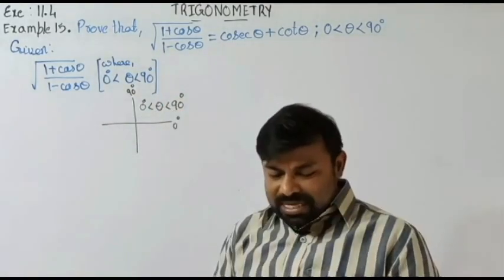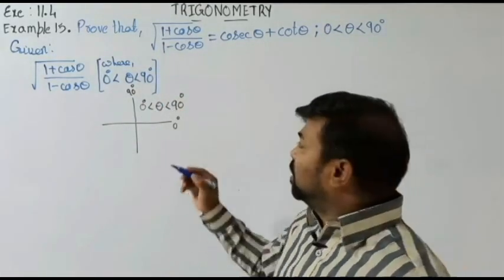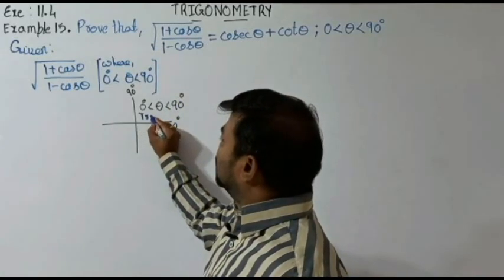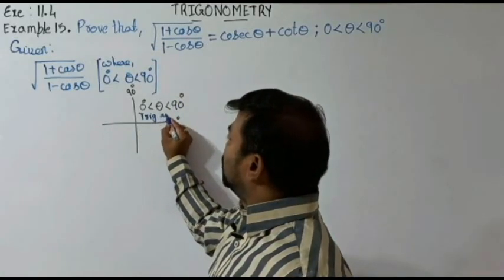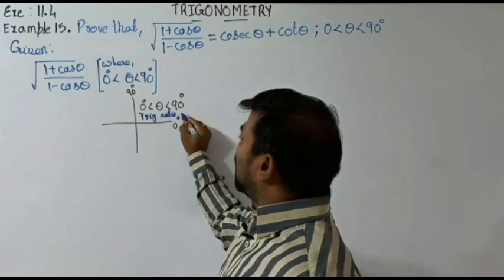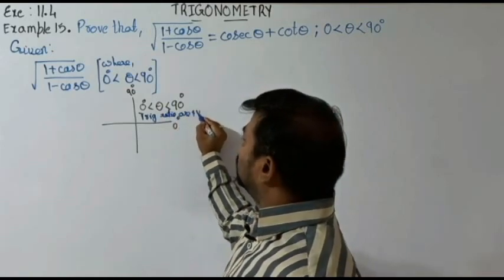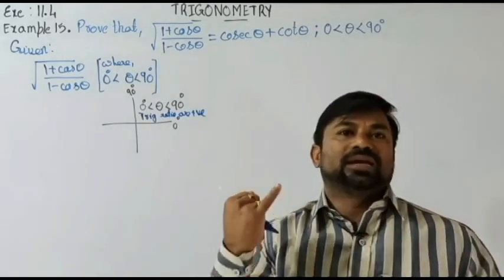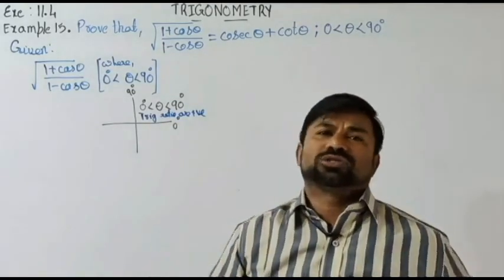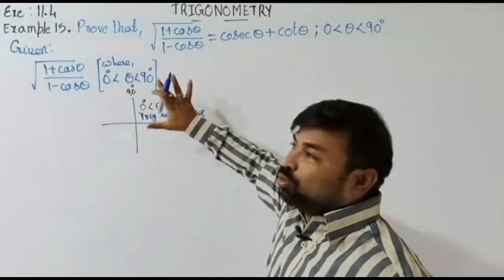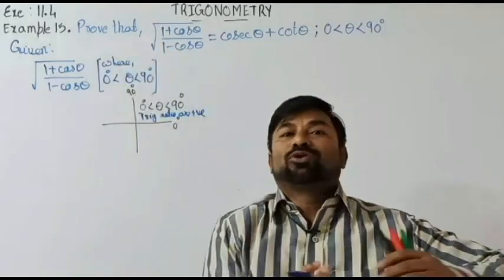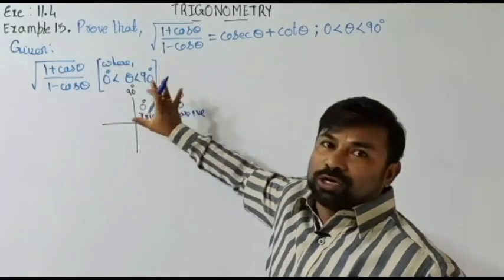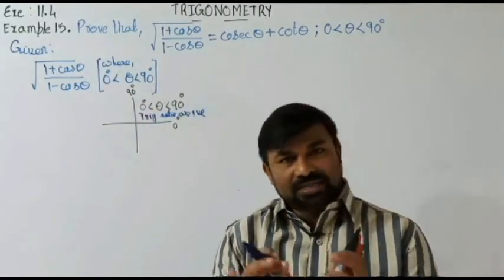So what does it mean? Please remember, all trig ratios are positive here. That is what he is meaning. All the trig ratios, it might be sine, cos, tan, cot, sec or cosec, all are positive. Don't worry about the sign, how it is getting converted. All are positive in the first quadrant. That is the first point.